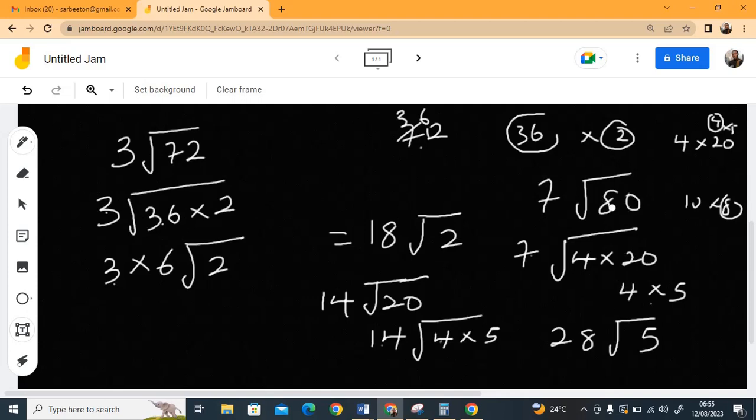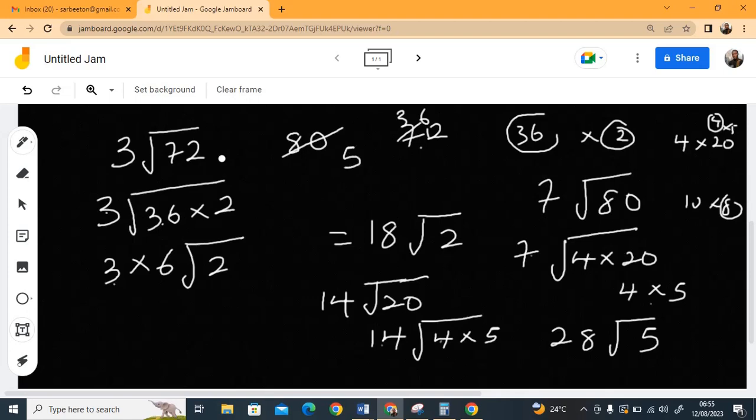If you are finding it difficult to think of numbers that multiply together to give you 80, there's another way to do this. When I see this 80, I can use a perfect square to divide it. If I use 16 to divide this, 16 goes in 80, giving us 5.